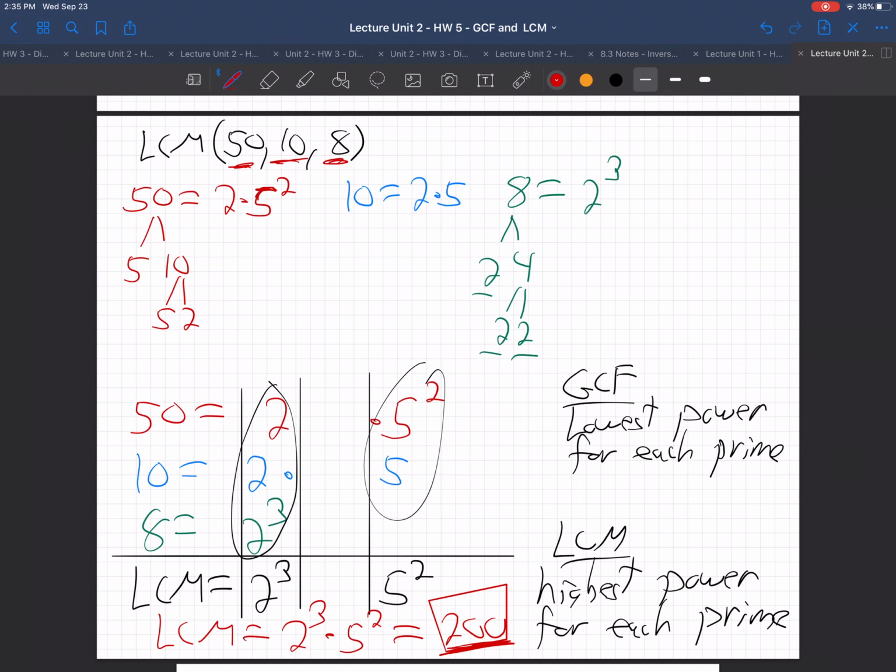What is it? It's the lowest number that 50, 10, and 8 all divide evenly into. If you wanted to prove it, if you divided 200 by 50, if you divide by 10 and you divide by 8, it'll go in evenly to all three. 200 divides all three of those numbers. All three of those numbers go into 200, and in fact, it's the lowest number they all three go into. It's the least common multiple.